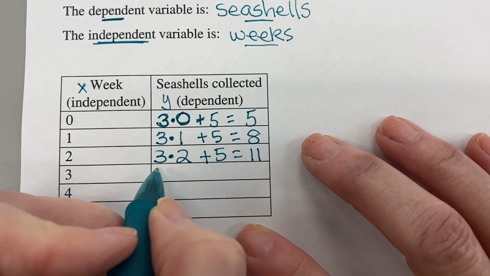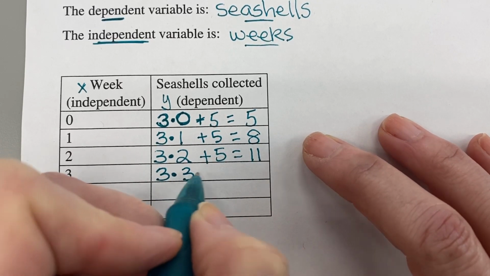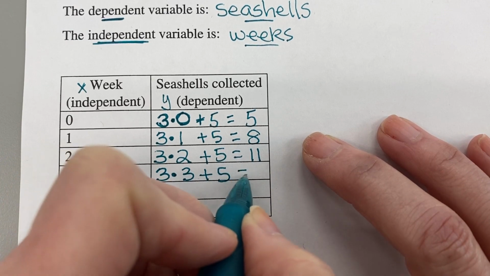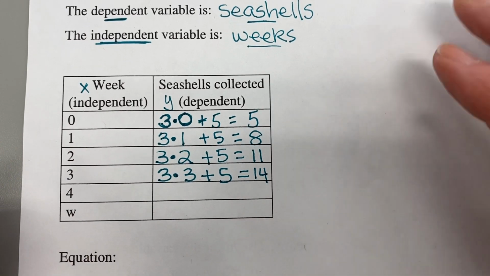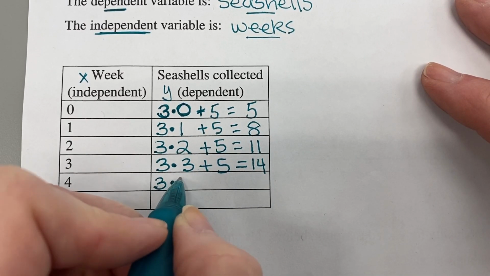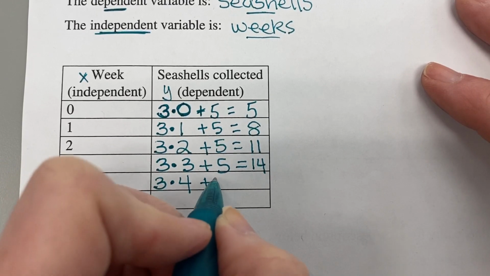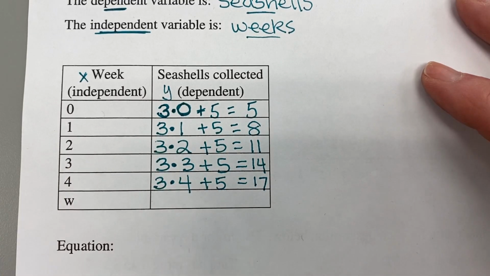3 weeks passed. Well, we're collecting 3 seashells per week times 3 weeks plus 5. That's 9 plus 5, which is 14. 4 weeks. 3 seashells per week times those 4 weeks, added to the 5 we began with. We've got 12 plus 5, we've got 17 shells.